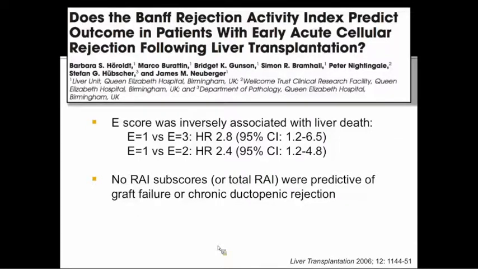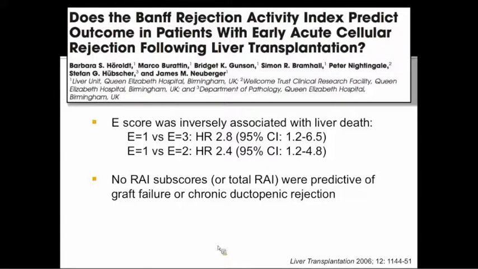The score for endotheliitis actually was inversely associated with liver death in this cohort. And the authors were actually quite thorough in trying to look for things that may have confounded this association, because it was certainly an unexpected finding in their study, and really were not able to account for it with any clear confounders, such as prevalence of hepatitis C in patients with different levels of endotheliitis and so on.